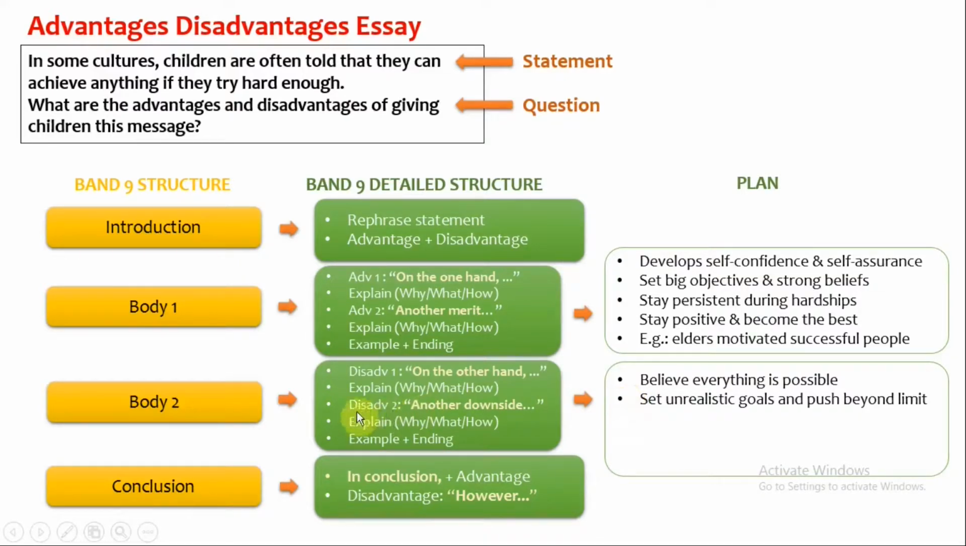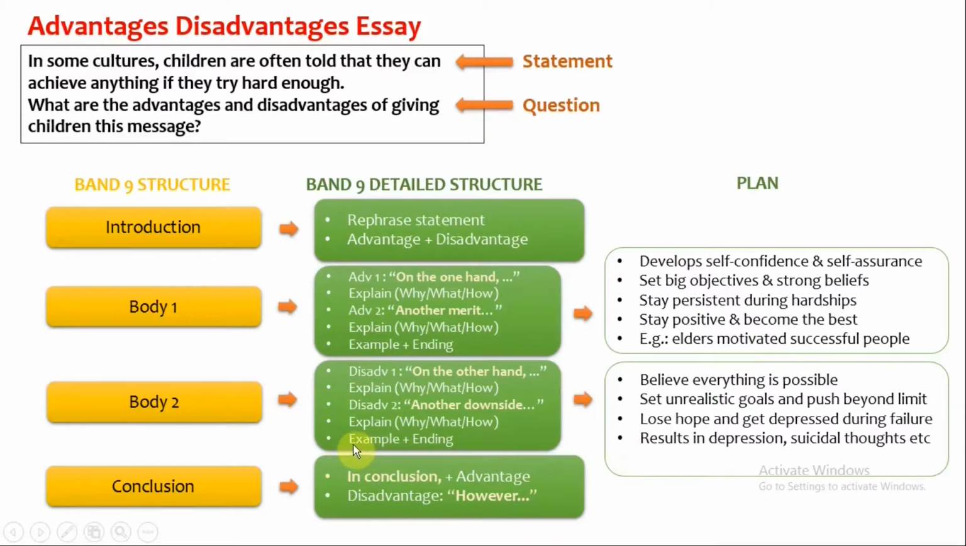The third sentence in body 2 is to state the second disadvantage. I can write that when those children fail, they lose all hopes and get depressed. Next, explain the second disadvantage. It can be that the children who failed can get into depression, have suicidal thoughts, etc.